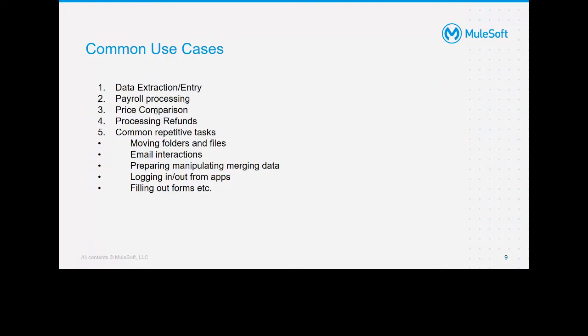For example, you order something and then you want to return it, and then you have a complete refund process that happens in the background. There are a lot of people doing that activity, so you can automate that entire process. Common repetitive tasks include moving folders and files, email interaction, preparing and manually merging data, logging in and logging out of apps, and filling out forms.